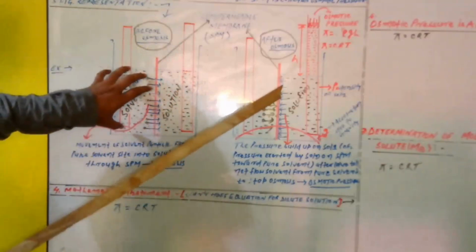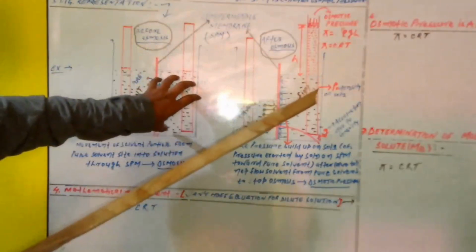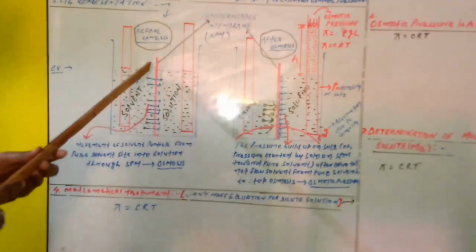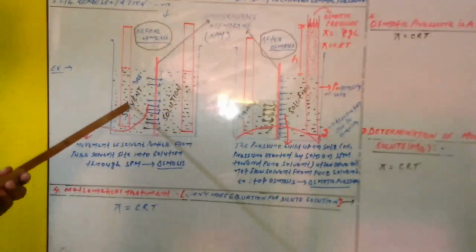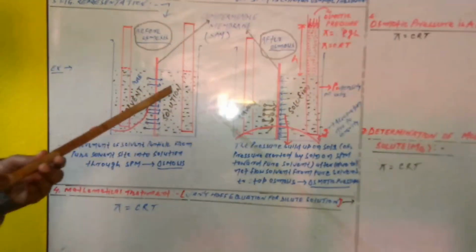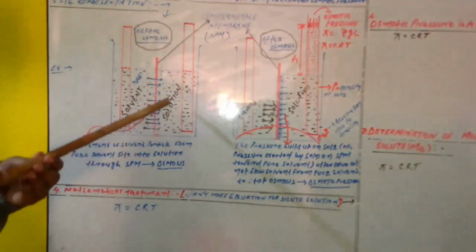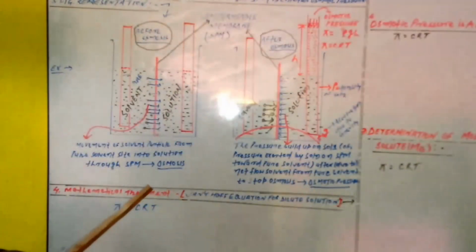suppose that on the pure solvent side only water is present, and on the solution side we take sugar solution, separated with the help of this semi-permeable membrane. What happened? Water starts to migrate from the pure water side into the sugar solution side through this semi-permeable membrane and dilutes it. This is known simply as osmosis.